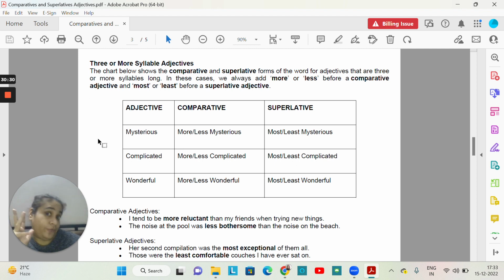I have four. Mysterious. Sometimes when you break your word like this, it's easy to learn spellings. It's not only easier to understand the adjective part, it is also easy to learn spellings when you break your word. How do we break our word to learn spellings? You always break it at the syllable point.